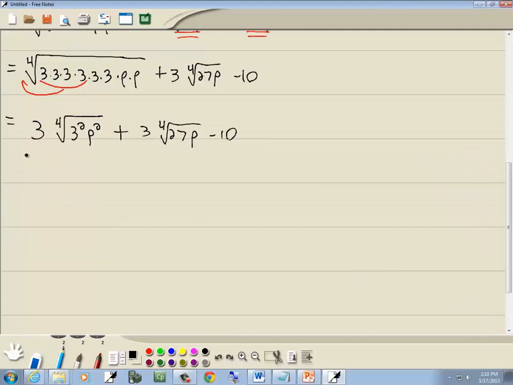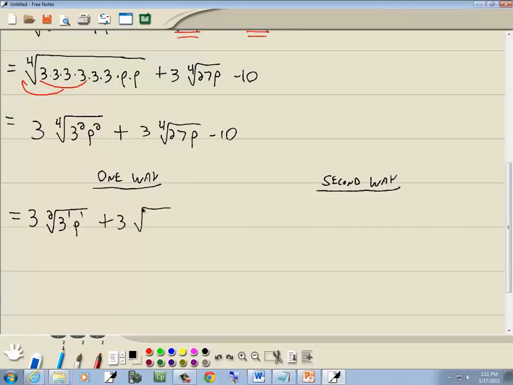Now, there's different ways you can approach this. One way, and our second way. First off, notice how this is an index of 4, and this is second power, and this is second power. If you can divide your index and all of your powers by the same number, do so. Well, 4, 2, and 2 are all divisible by 2. So 4 divided by 2 is 2. This 2 divided by 2 is 1. And this 2 divided by 2 is 1.